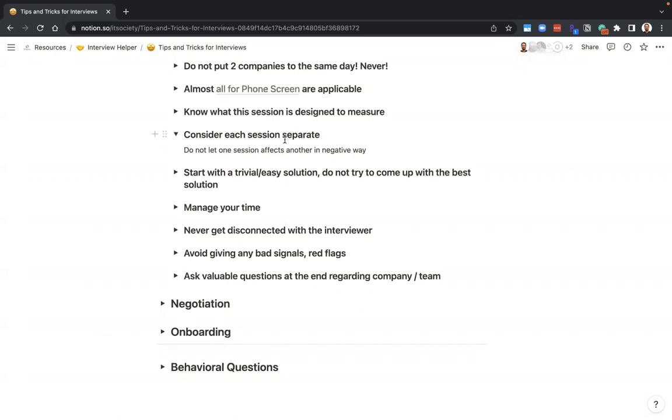Maybe the interviewer was not a good interviewer. Maybe you were sick and you had a headache in that session. Maybe there was a sound outside and you were not successful for that session. So keep all sessions separate and just focus on the session that you are doing at that time. Anyone wants to add anything?